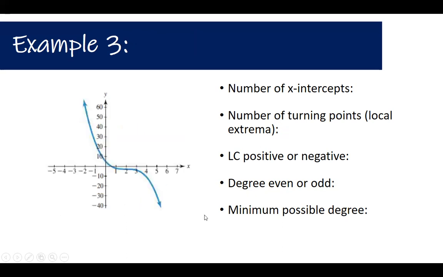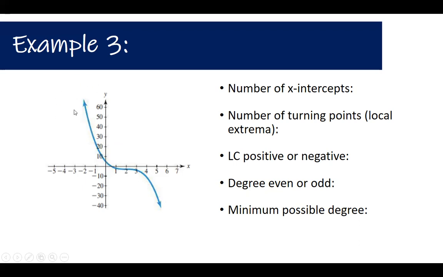Let's take a look at this one. Pause it if you'd like, and then we can discuss. So on this one, we only have 1 intercept right here. Okay. Number of turning points, we don't actually have any turning points here. It slows down, but it doesn't actually drop.